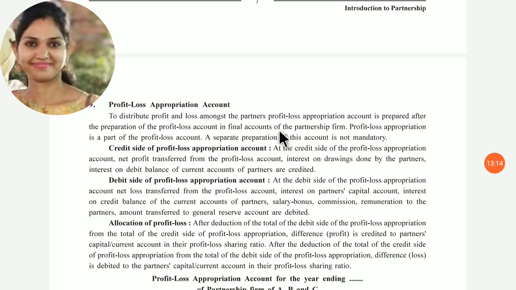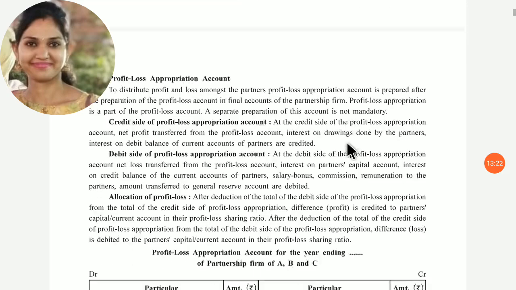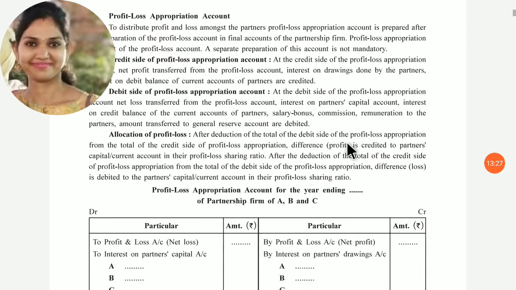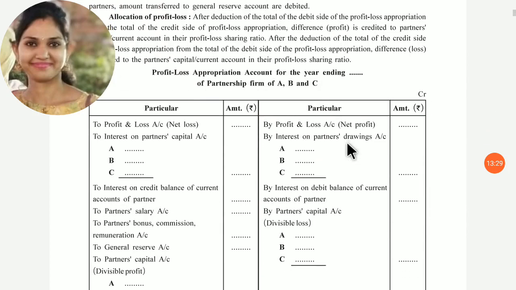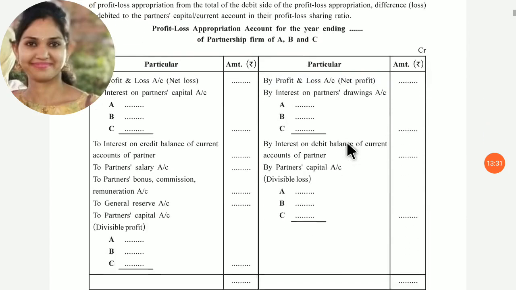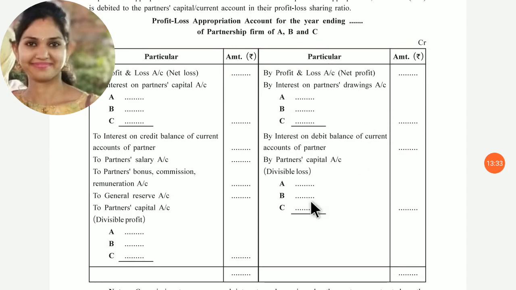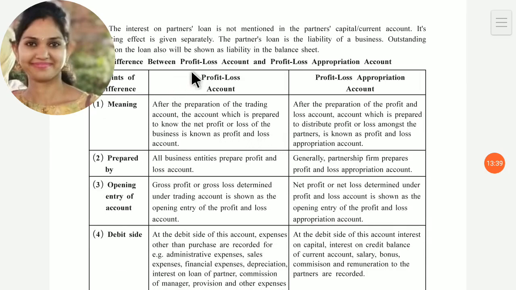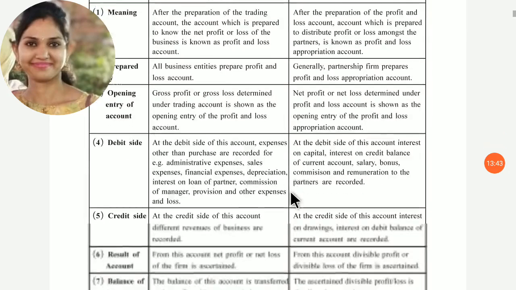See here, profit and loss appropriation is a part of a profit and loss account. Separate preparation of this account is not mandatory. I will explain this specimen while doing the sum. Now, the difference between P&L account and P&L appropriation account.